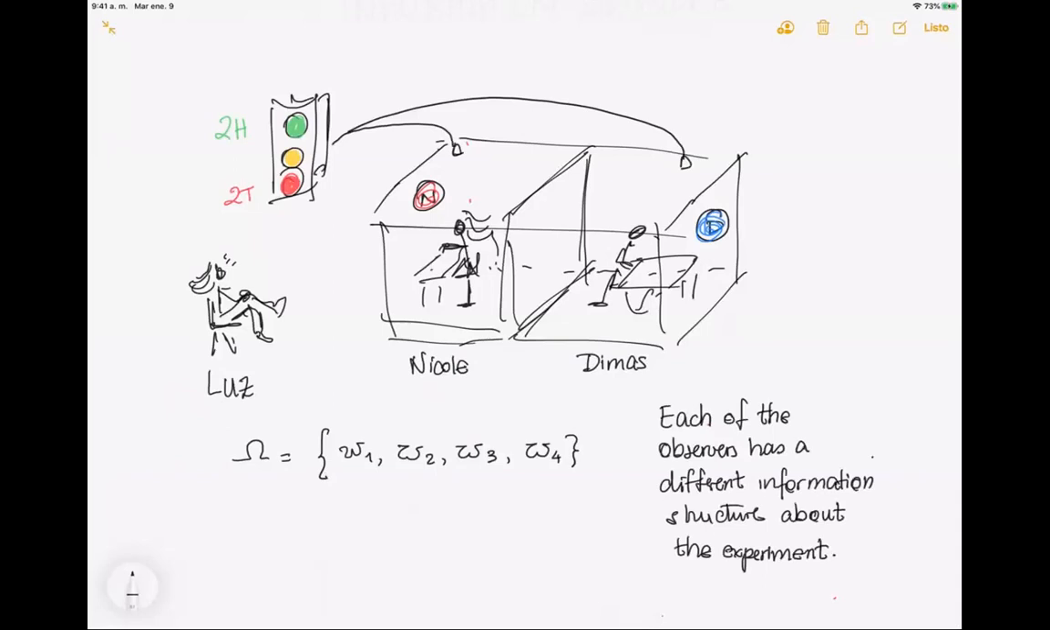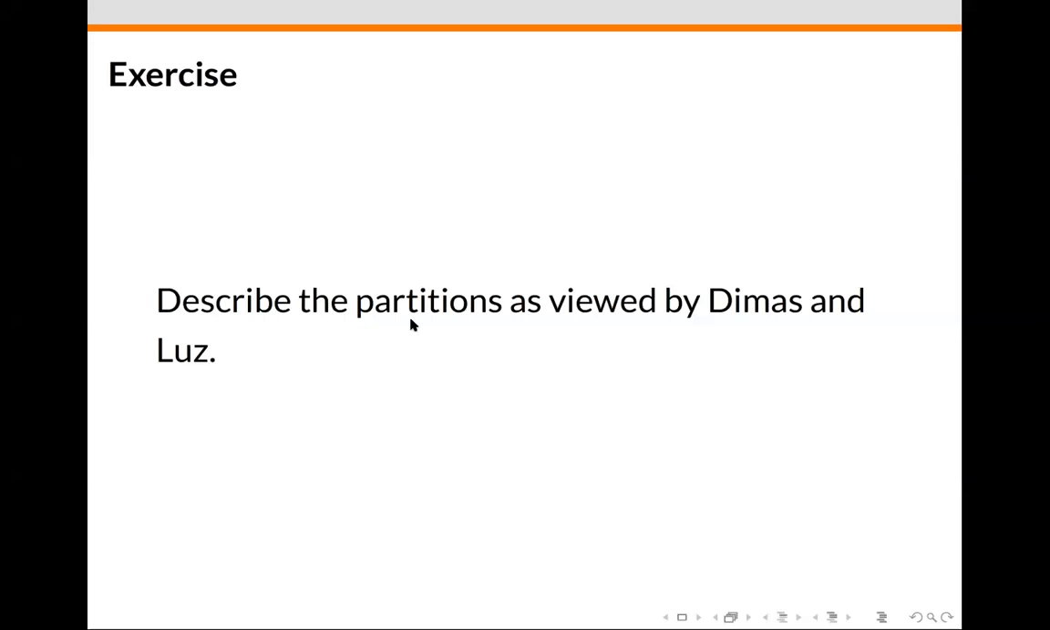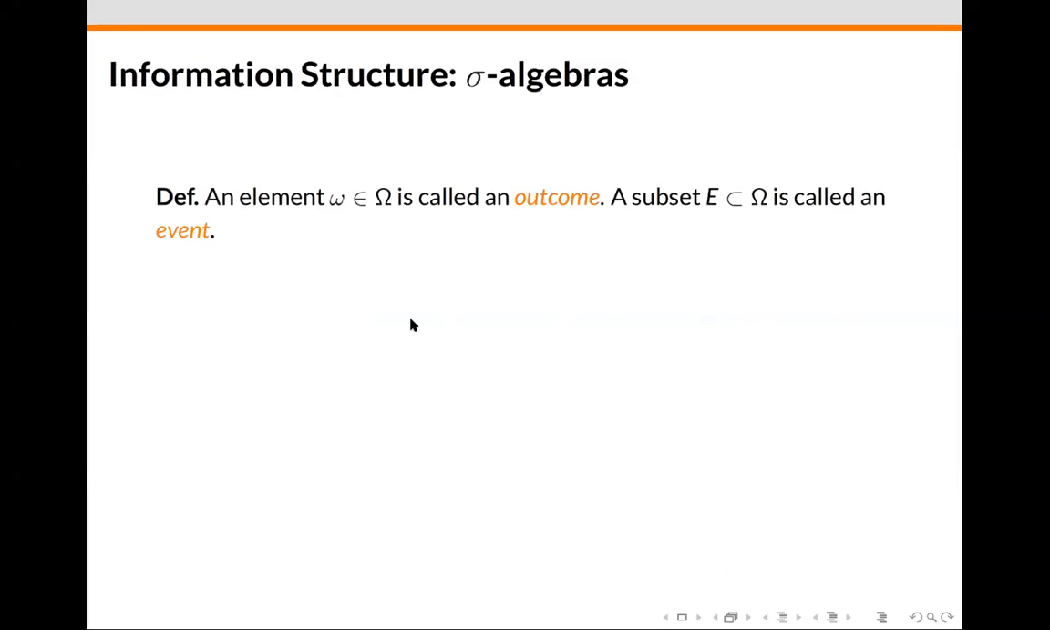So we're going to go back to the slides now. And this is the exercise for you. Describe now the partitions of omega as they are viewed by Dimas and Liz. So now you have 3 players. We've done Nicole together, and now we're going to do Dimas and Liz.